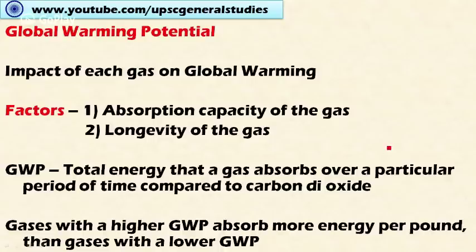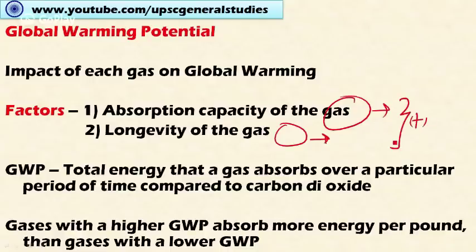The first factor is the absorption capacity of the gas: how much energy the gas can absorb from the sun or heating sources. The second is the longevity of the gas: how long that gas stays in the atmosphere without disintegration. These two factors combined decide the global warming potential of that gas.